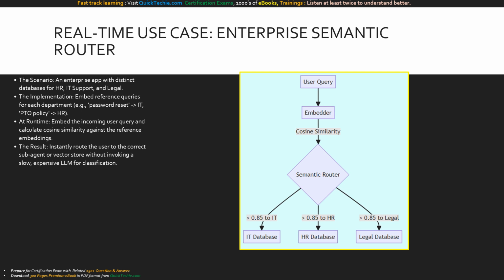Trace the execution path here. The user query hits the embedder, turning into a vector. The semantic router performs rapid cosine similarity checks. Based on the highest similarity threshold, the query seamlessly branches to the correct isolated database: IT, HR, or legal.